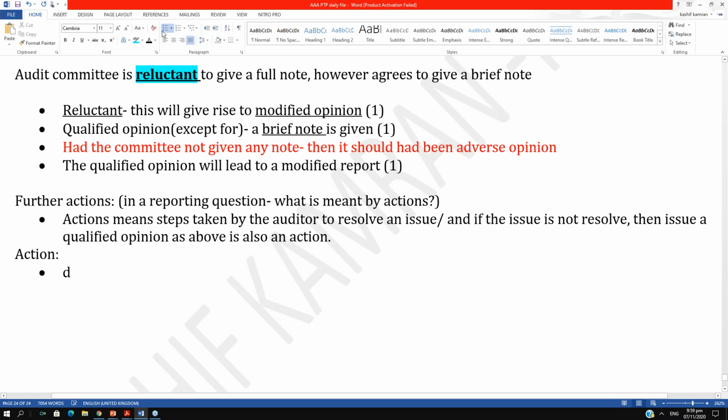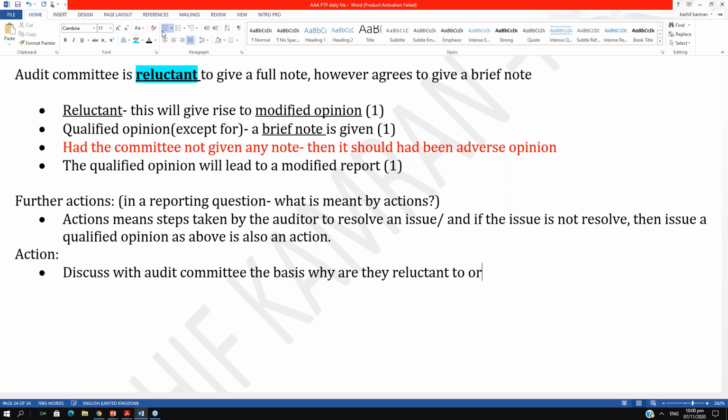discuss with the audit committee? Do you discuss with the audit committee the reasons, the basis why they are reluctant? Why are they reluctant to provide a full note?